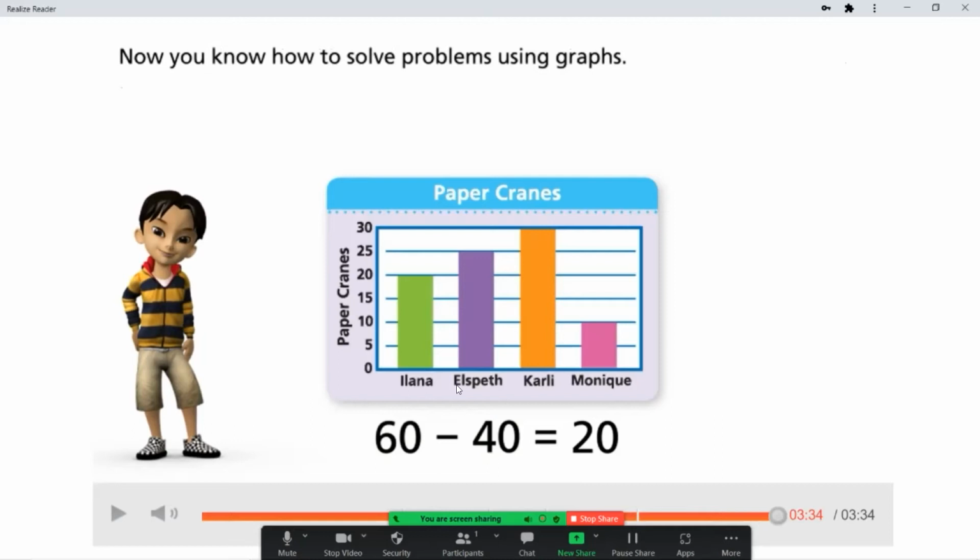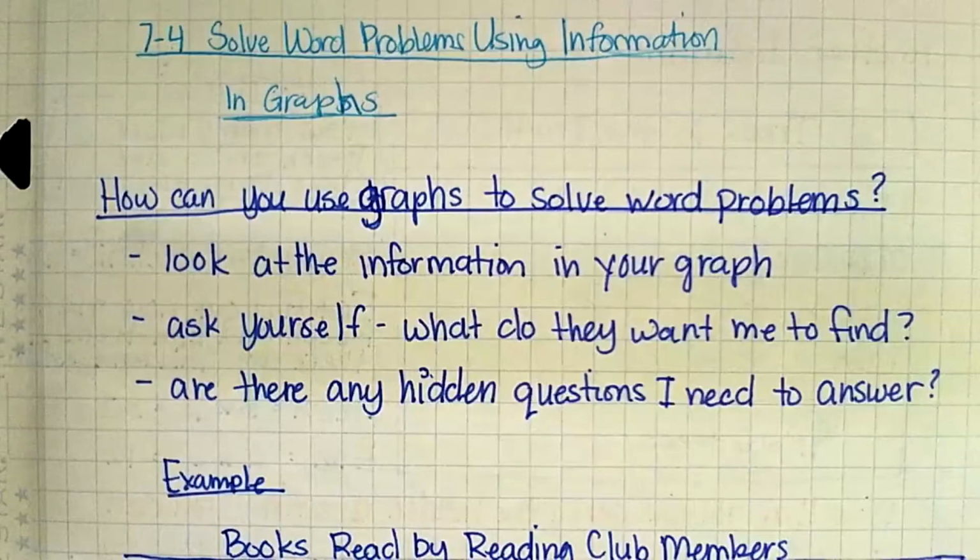All right, let's go ahead and jump into our notes and our guided practice. Now, let's take a look at the information that we have here. So we're going to work on solving word problems using the information from a graph. So how can you use a graph to solve word problems? Well, look at the information that's in your graph. Ask yourself, what do they want me to find? And then look and see, are there any hidden questions that I need to answer before I can solve?